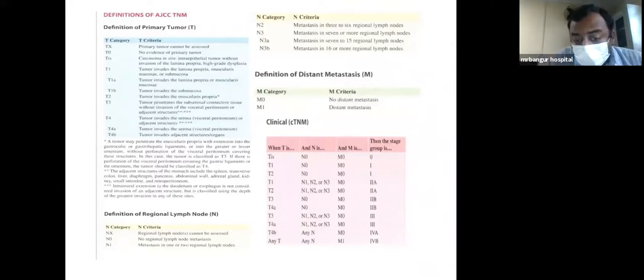N1 is metastasis in one or two regional lymph nodes. Mostly important is the N3, where metastasis in 7 or more regional lymph nodes is seen. It is further divided into two groups, N3a and N3b, where metastasis in 7 to 15 regional lymph nodes is considered N3a, and N3b is metastasis in 16 or more regional lymph nodes. And accordingly, there comes distant metastasis, which is considered M0 and M1, according to whether distant metastasis is present or absent. And clinically, it is further staged according to different T, N, and M status.